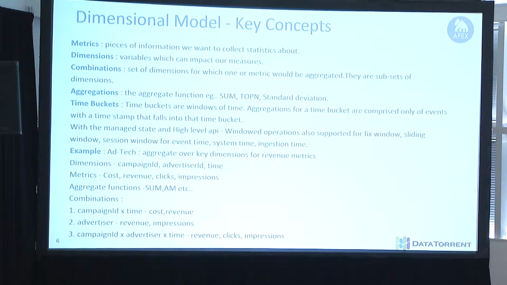Combinations are essentially subsets of dimensions. Aggregations are the function that you want to apply to compute that measure. It could be top n, it could be sum, standard deviation, any other custom scoring function or machine learning algorithm for scoring that you want to use go into this aggregations category.